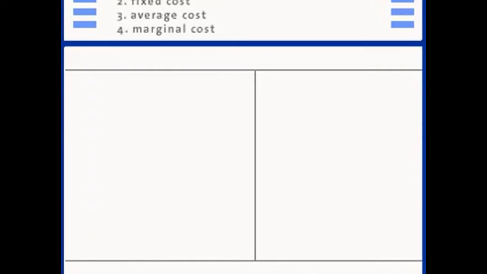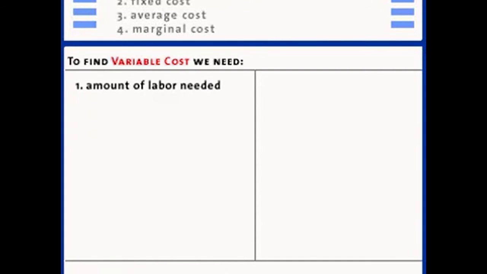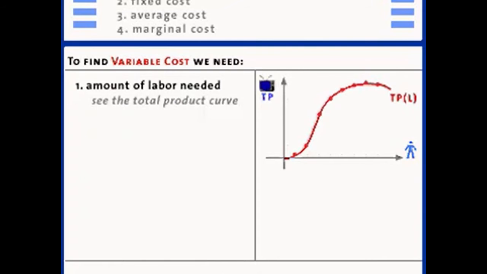In order to find the variable costs for a particular firm, you're going to need two pieces of information. The first piece of information we've already discussed. This is the amount of labor that the firm needs to produce a given quantity of output. And this is an idea about productivity. Remember the total product of the firm? It told us how much labor we needed to produce a given quantity of televisions. So the first piece of information you need is a piece of technological information. How much labor do we need to hire to produce a given quantity of television sets?